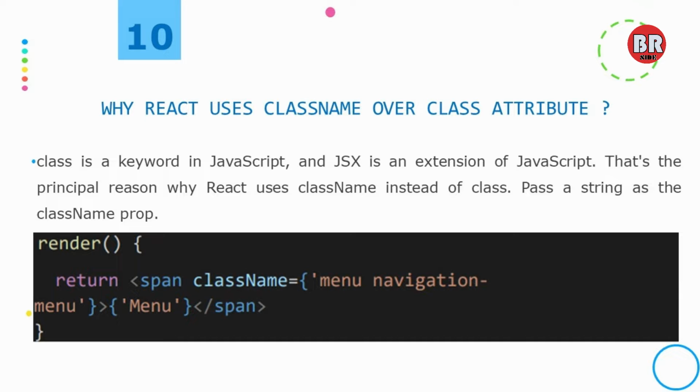Why does React use className over the class attribute? Class is a keyword in JavaScript, and JSX is an extension of JavaScript. That's the principal reason why React uses className instead of class. Pass a string as the className prop.